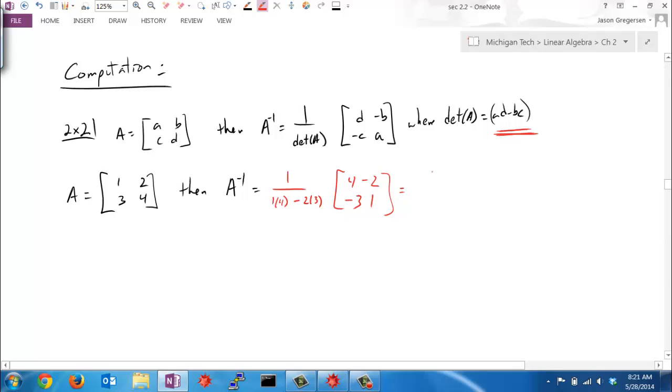I have 4 minus 6 is a negative 2, so this is negative 1/2 times that matrix. And if I have a scalar times a matrix, I can just multiply all the terms by that. So here I'm going to have negative 2, positive 1, positive 3/2, and negative 1/2. And this is supposed to be A inverse.